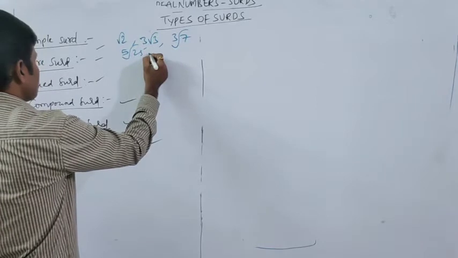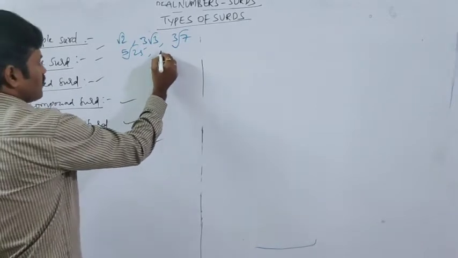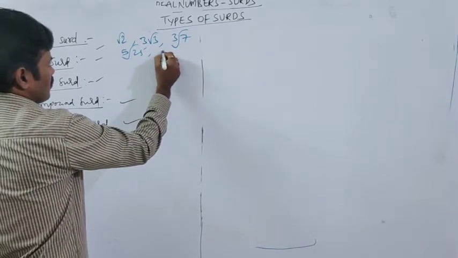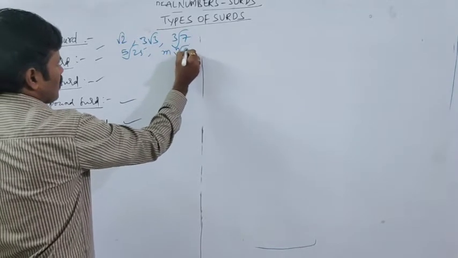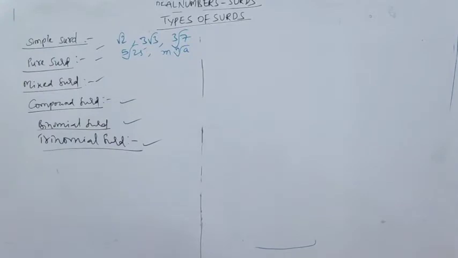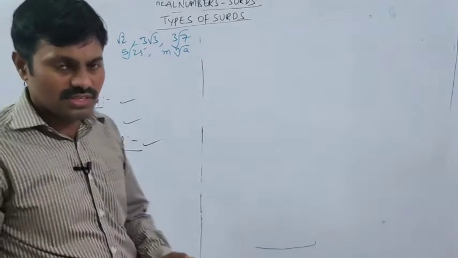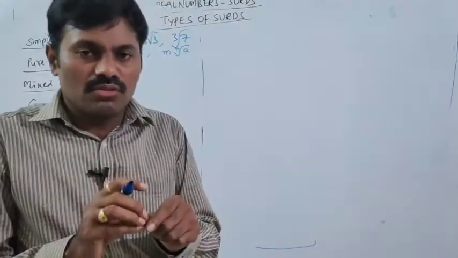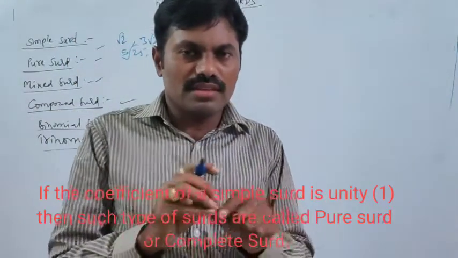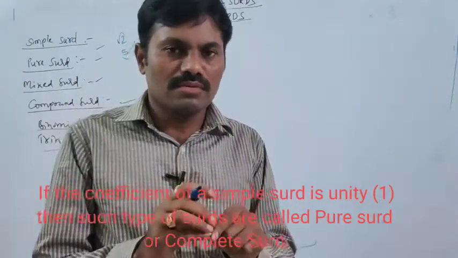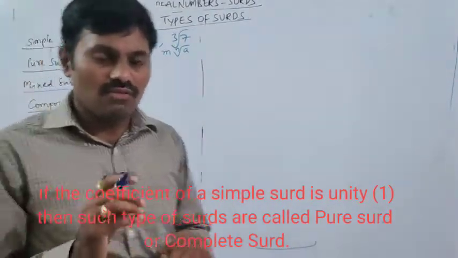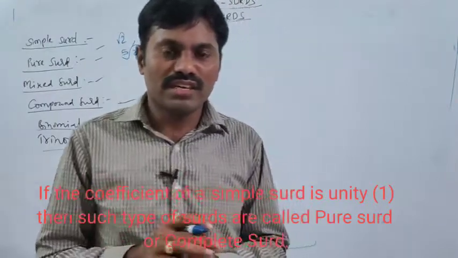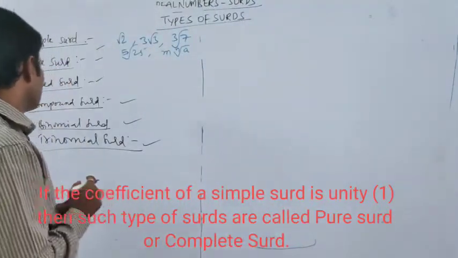If you want to write a simple set in a general form, it will be like this: m into nth root of a. These are all simple sets. Is it clear? Now what is a pure set? Pure set means in the simple set the coefficient must be 1. There is no coefficient other than 1. Such type of sets are called pure sets.